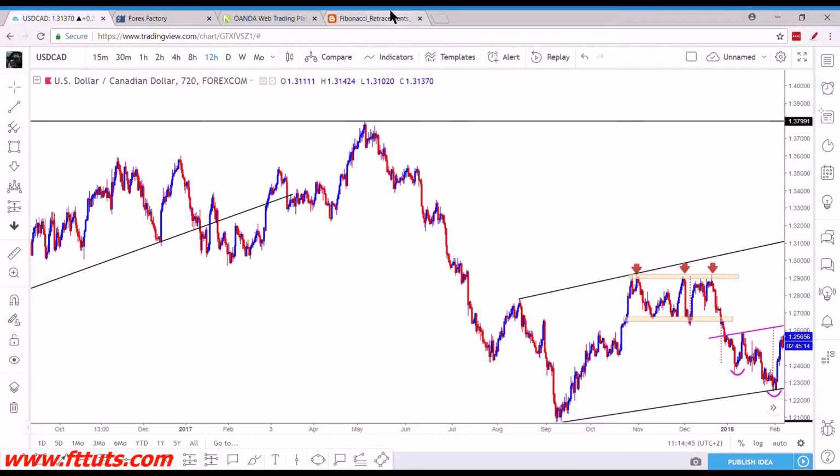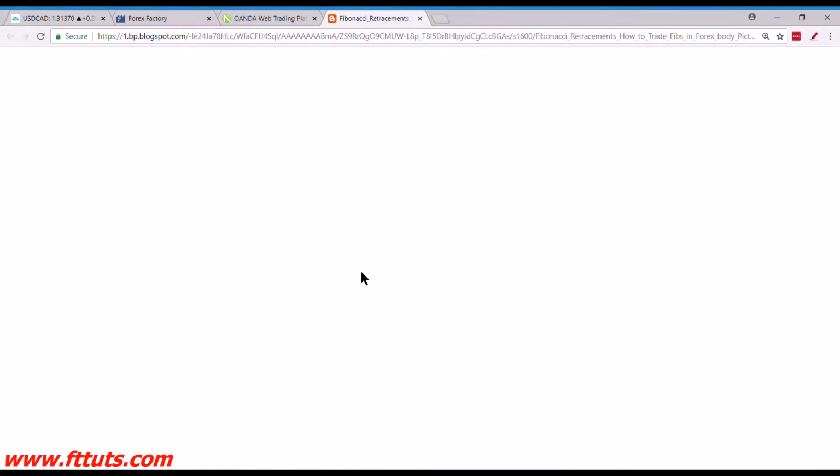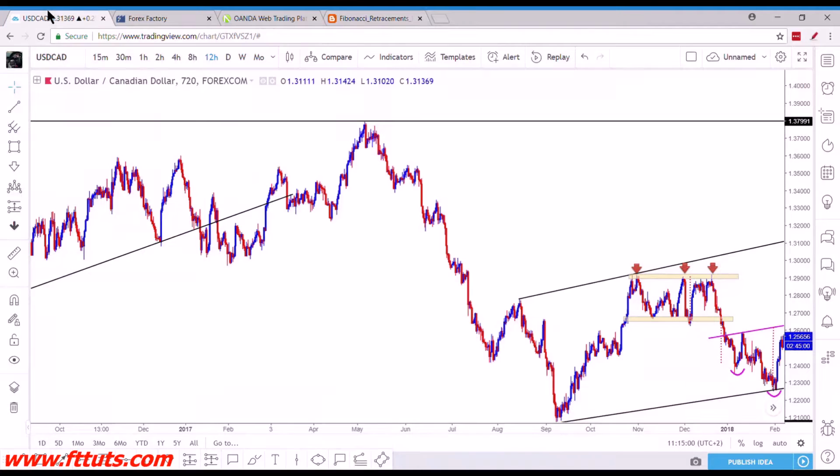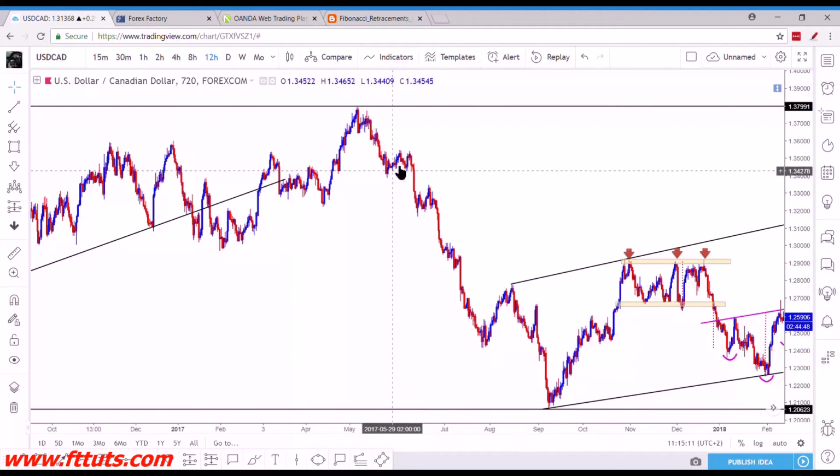So let's look at the different continuation patterns. We've got, well, that can be either bullish or bearish, flags and pennants. So basically, how do they occur and why do they happen? In a trend, you can imagine the price can't go steeply one way down. It needs to make some little waves.